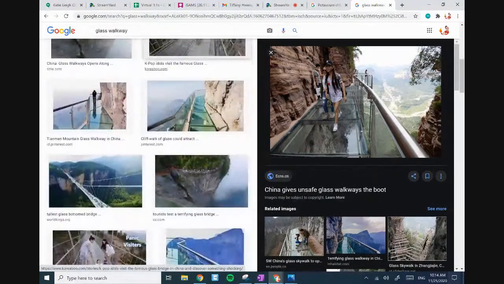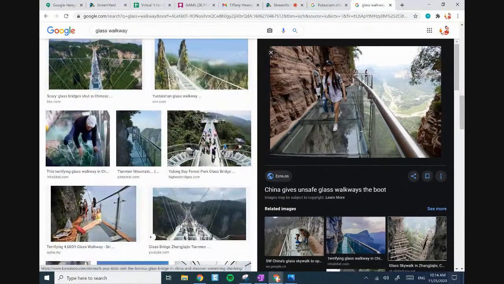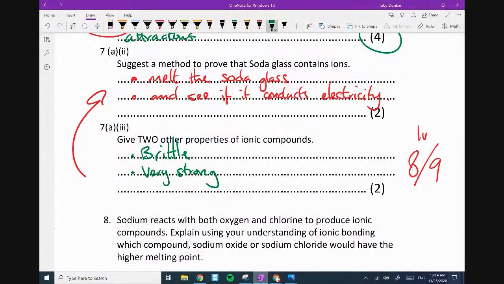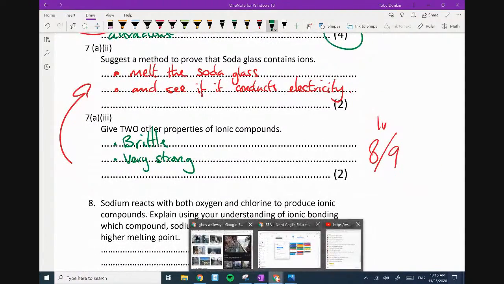Yeah, but glass walkways, you can do it. Looks like you'll fall, exactly. So you can do it because they are very, very, very strong. Have you seen how thick the glass is? It's terrifying. Yeah, it's so thick. But if it did break, so I'll tell you a quick story.